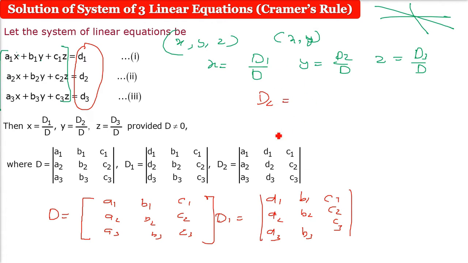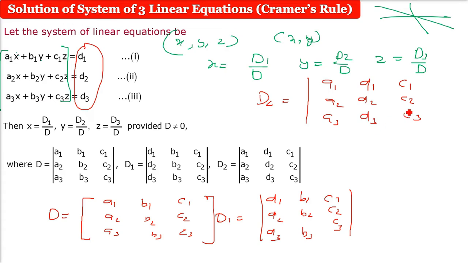Same way, we can also find out D2. What is D2? The second column has to be replaced, because we are targeting y here. Just replace B1, B2, B3 by d1, d2, d3. Other things remain the same. For example, A1, A2, A3 will remain there. C1, C2, C3 will remain there. Only the middle one, which is B1, B2, B3, has to be replaced by d1 till d3.